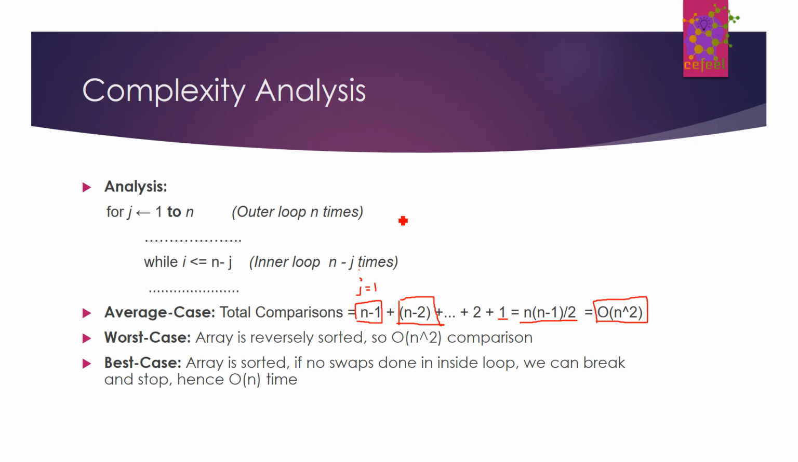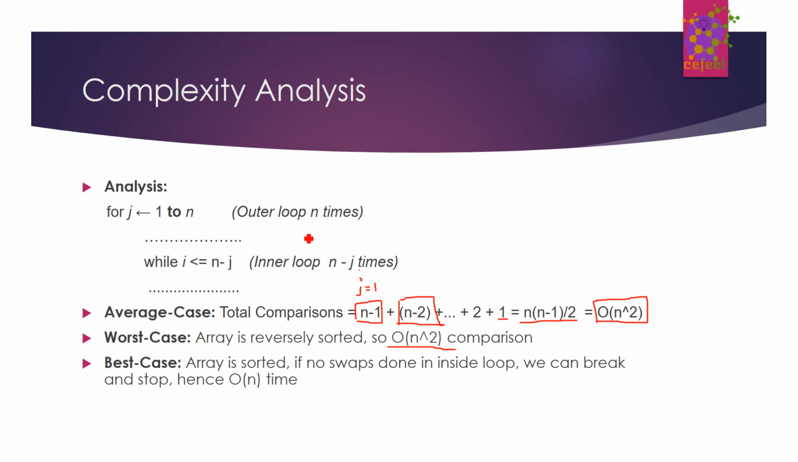The same is the complexity for the worst case as well. The worst case is when the array is reversely sorted, which means we need to do a lot of swaps. Even though the number of swaps will vary between average case and worst case, the comparisons will still remain the same, and we'll still need to do the same amount of comparisons. Hence for the worst case also the complexity is order n square.